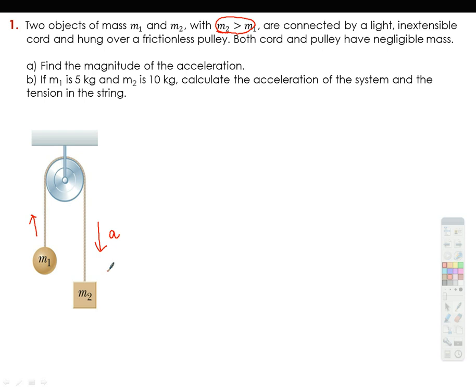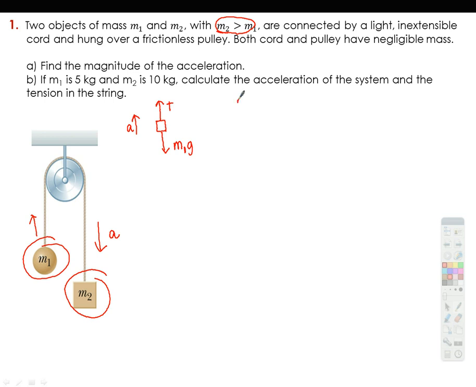You can do a free body diagram separately on M1 and M2. So let us say for M1 first. We know that there is a tension pulling M1, and then there is the force of gravity, which is M1G. Be careful on labeling your subscript, because if you don't label it properly, you will get a different answer later on. Okay, so we know that for this one, the acceleration is going upward.